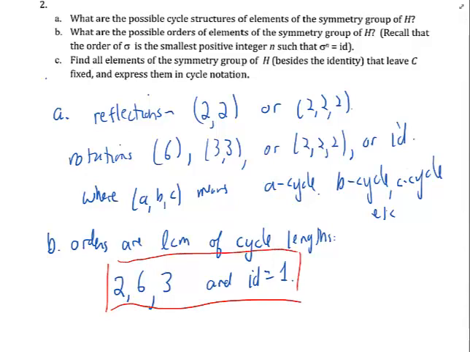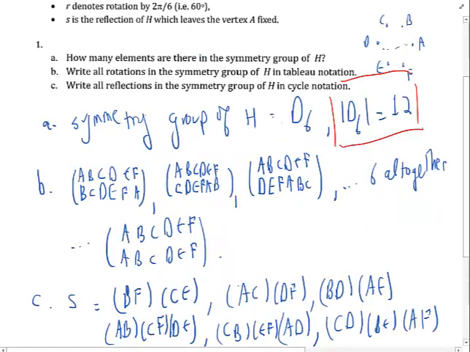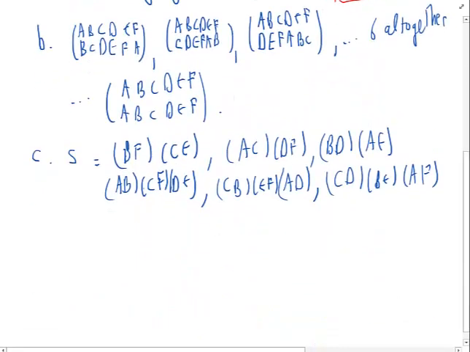Okay. Now let's go to C. Find all elements of the symmetry group that leave C fixed and express them in cycle notation. So if you go back to the first problem, you'll find that none of the rotations leave any vertices fixed because you're moving everything when you rotate. So the only symmetry that leaves C fixed is the reflection across the axis involving C. So you just go back to part 1 and look at this. Which one doesn't involve C? And that's this one, BDAE. This is the only one that doesn't move C.